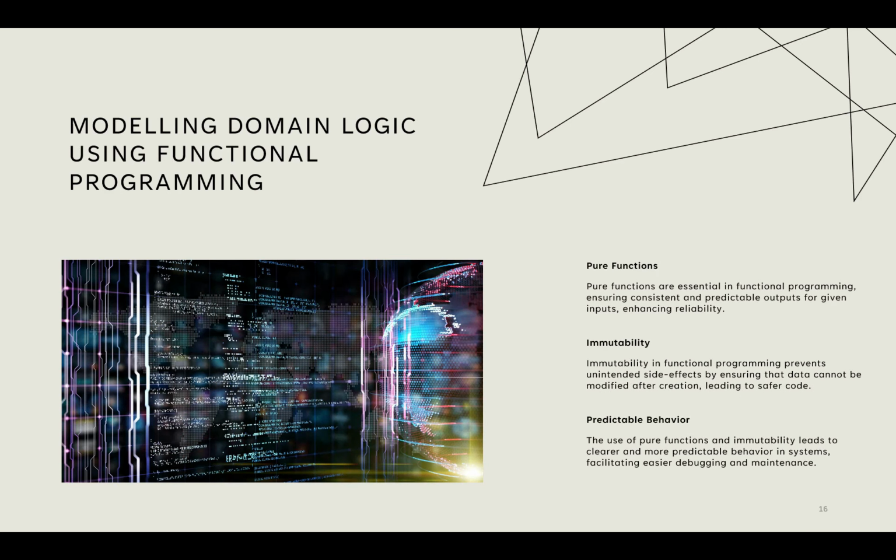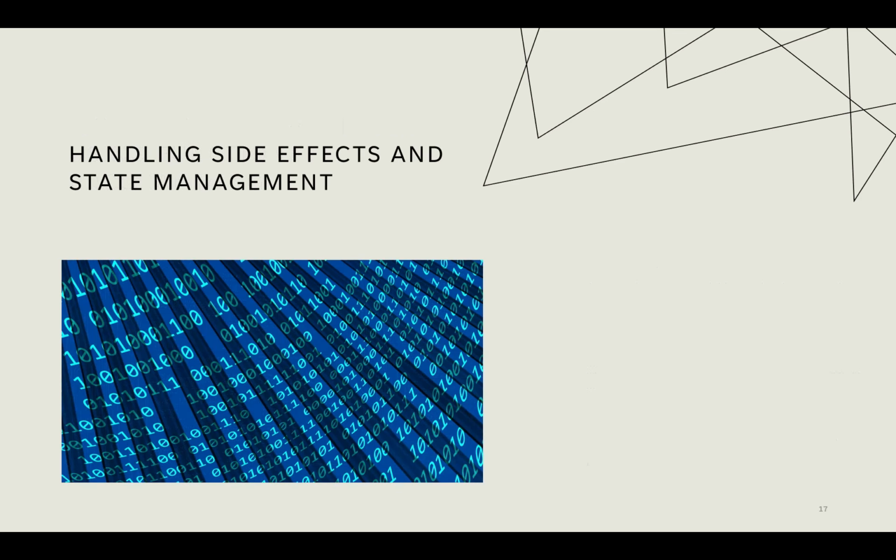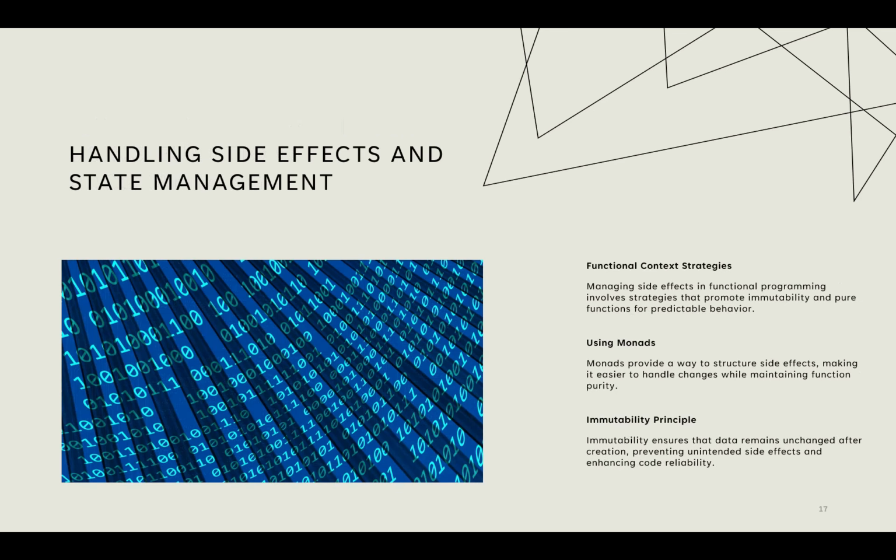Functional programming allows for elegant modeling of domain logic through the use of pure functions and immutability, fostering cleaner and more predictable behavior in the system. Managing side effects and state in a functional context involves strategies such as using monads or immutability to contain changes, ensuring that functions remain pure and predictable.